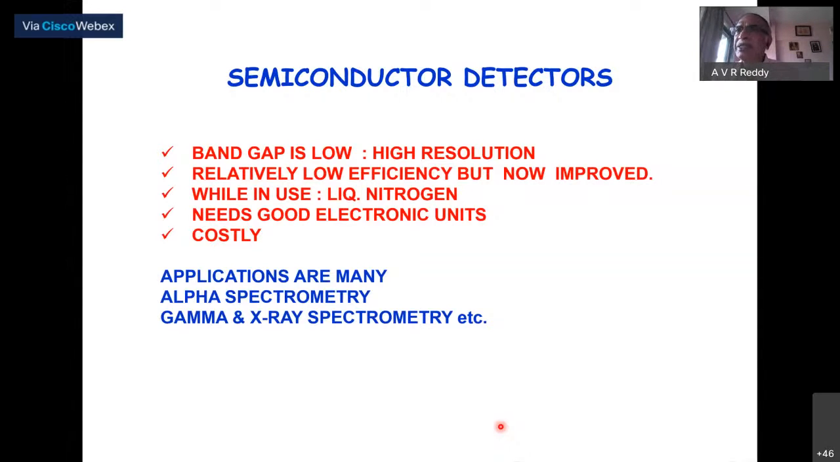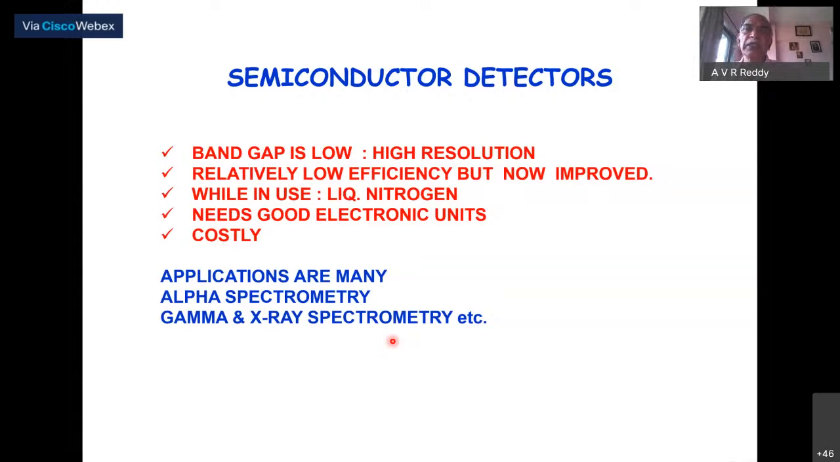Relatively low efficiency, Z is low, right? And while in use, you have to use liquid nitrogen, and good electronic units are a requirement because you are getting extremely nice signal. So you have to use good electronics. Obviously, price is high. Applications are many: alpha spectrometry, gamma and X-ray spectrometry, etc. Extremely useful. And if you go to any good radiochemistry, nuclear physics laboratories, or nuclear analytical labs, invariably you see a few detectors.